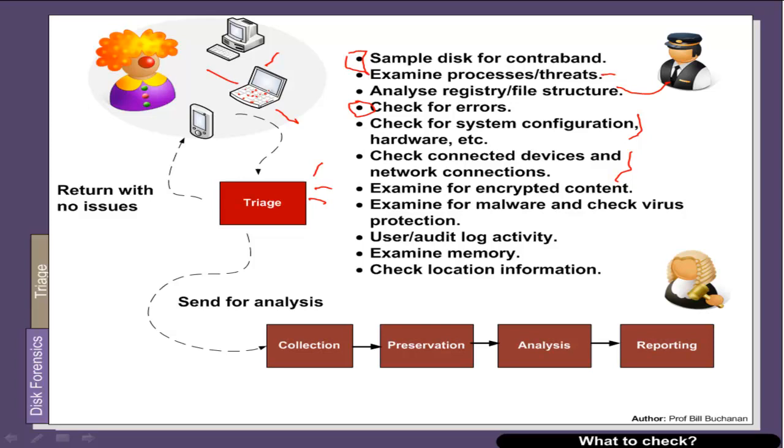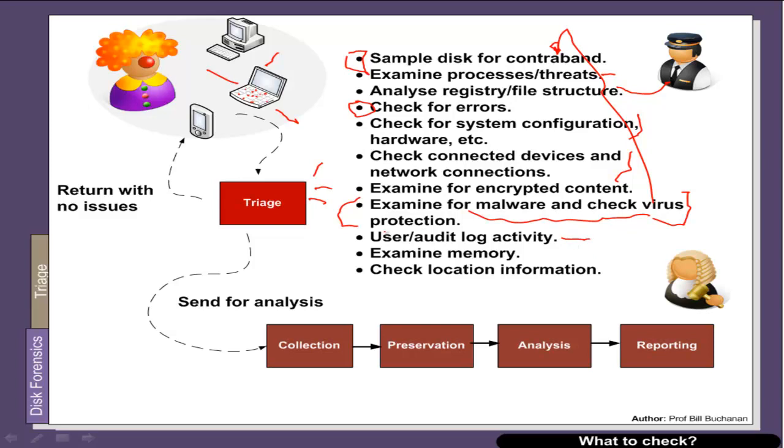Losing the power may make it difficult to recover that encrypted content in the future. We could examine for any malware. Often a defense is that it was malware that actually caused the system to work incorrectly and download the contraband material. So it's a useful thing to know if the actual malware was running at the given time the machine was confiscated. There might be user and audit log activity.